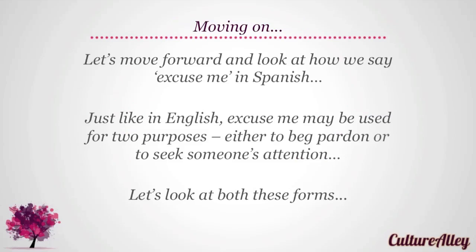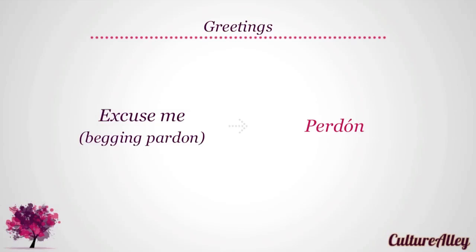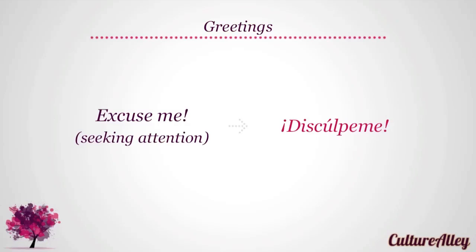Now let's move forward and look at how we say excuse me in Spanish. Just like in English, excuse me may be used for two purposes, either to beg pardon or to seek someone's attention. Let's look at both these forms. Excuse me, when used to beg pardon, translates to perdón. Let's try that one more time. Perdón. Very good. However, for seeking someone's attention, excuse me will translate to discúlpeme.